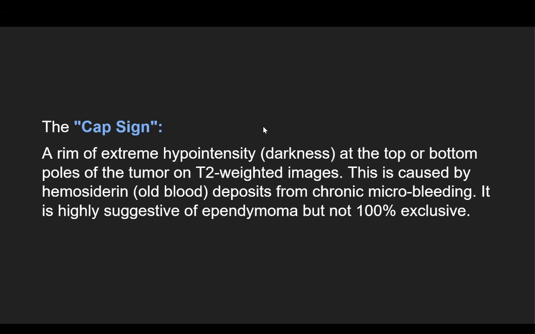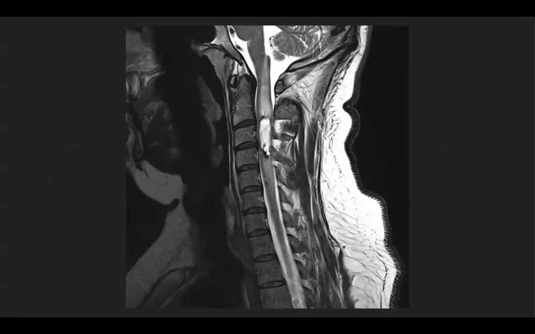If you see, I think you are going to remember the diagram. The tumor is hyperintense on T2 weighted images. There is a cap sign above here. There's a cap sign below here. Hypointensity on T2 weighted images. You see that there is significant peritumoral edema, which is involving the cord, and there is disruption of the CSF column.